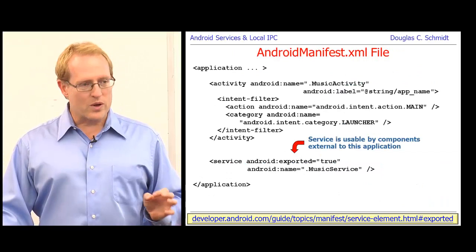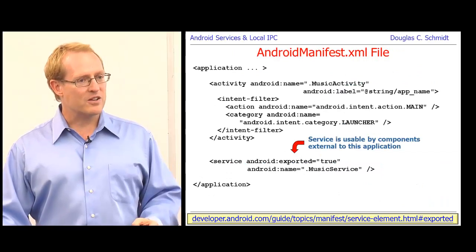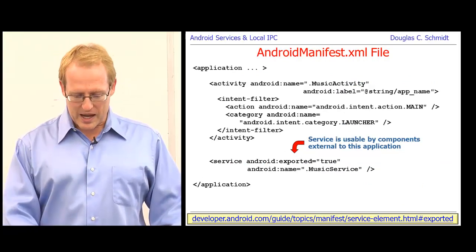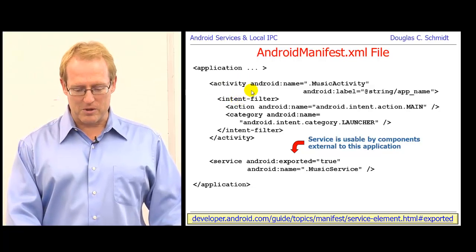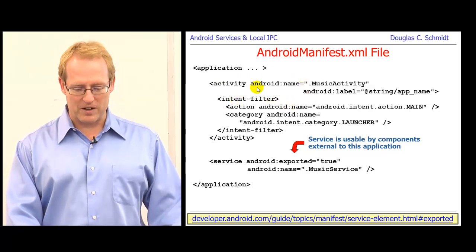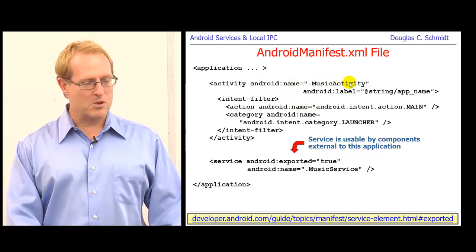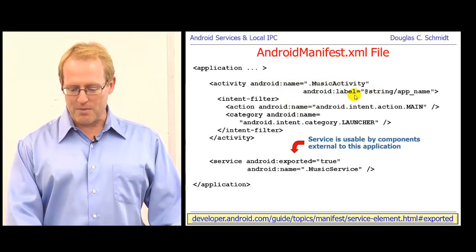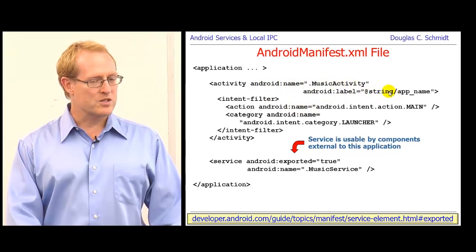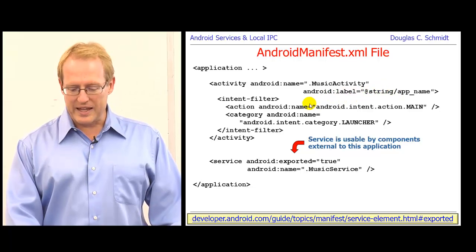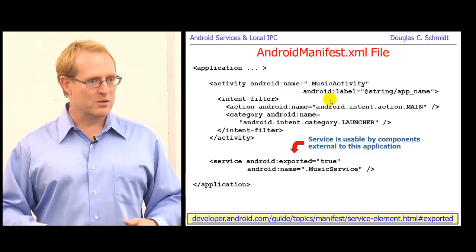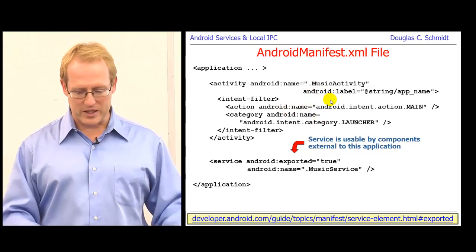OK. So here then is the manifest file for this stuff. As you can see, it has some things that may look familiar. Basically the activity part, we define an activity. We give it a name, music activity. We give it a label that we get from the resources strings file. And then we go ahead and set up a filter that says when someone wants to play this activity, this is how you launch it, and so on.